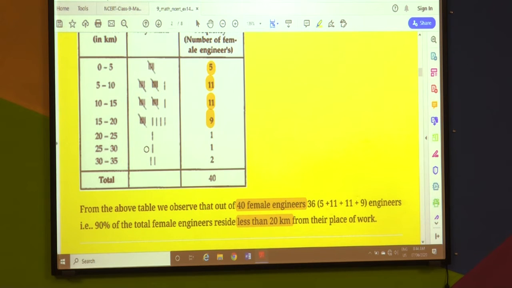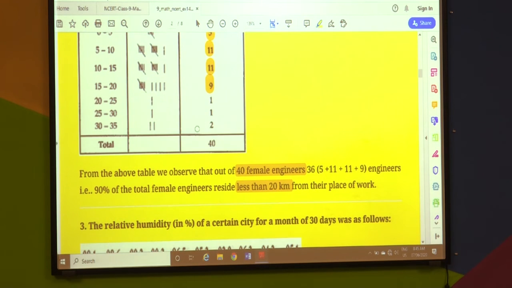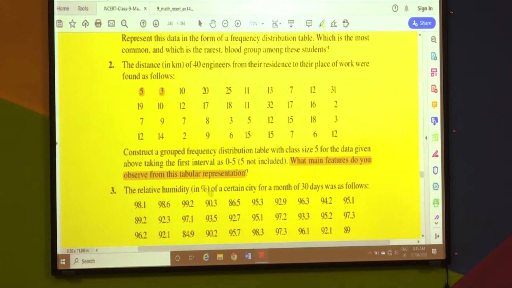If any engineer is staying at the 20th kilometer, that engineer will be counted in the class 20 to 25. Now what we have counted here are engineers who reside less than 20 kilometers. They are 36, meaning they are 90% of the total female engineers. So let us go for the next question.